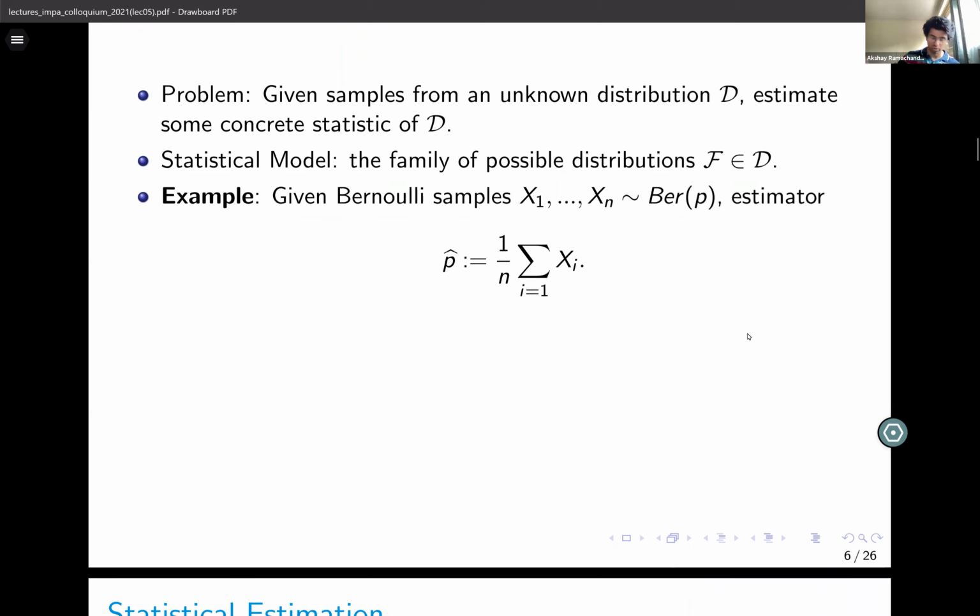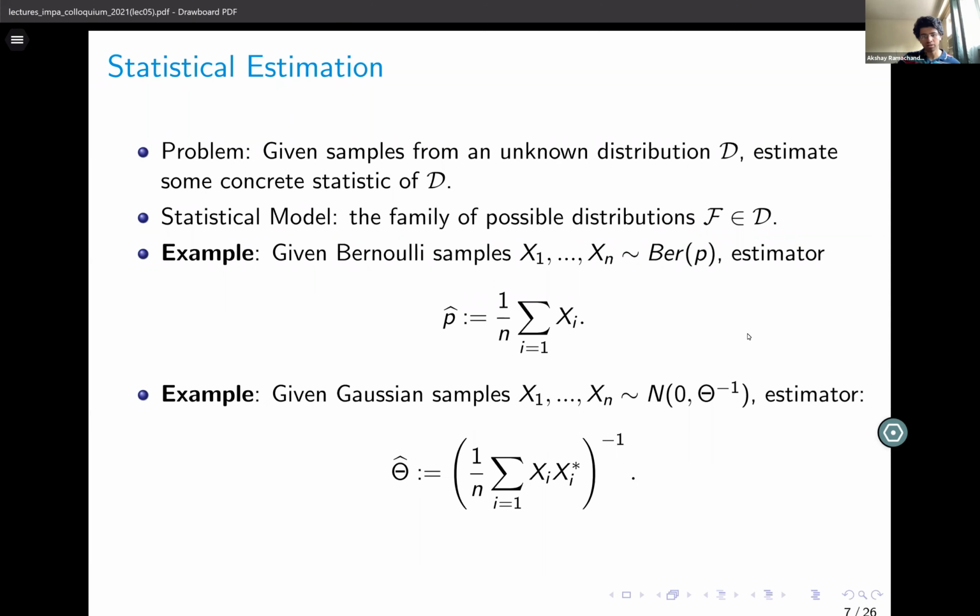Similarly, and this will be a really important running example for the rest of the talk, let's say you're given a bunch of samples from an unknown Gaussian distribution. This theta inverse will be just for some normalization purposes later. And you want to estimate theta. Once again, there's only one thing you could think of. You want to estimate something related to the variance, so you output your sample covariance matrix. And then again, you can ask how far theta hat will be from theta, and what's the right way to measure error.